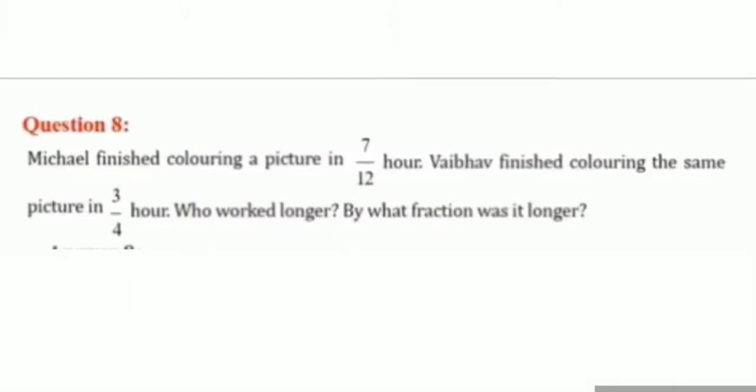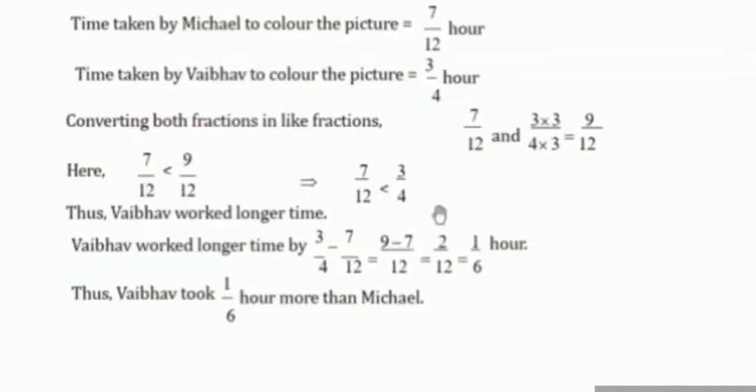Now question number 8. Michael finished coloring a picture in 7 upon 2 hours and Vaibhav finished coloring the same picture in 3 upon 4 hours. Who worked longer? By what fraction was it longer? See the solution. Time taken by Michael to color the picture is equal to 7 upon 2 hours, and time taken by Vaibhav to color the picture is 3 upon 4 hours.